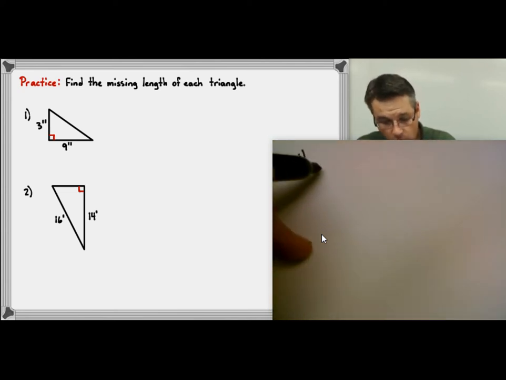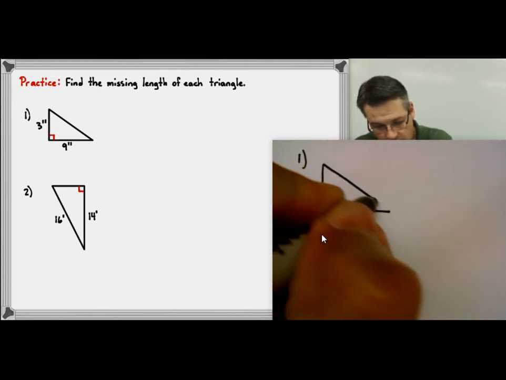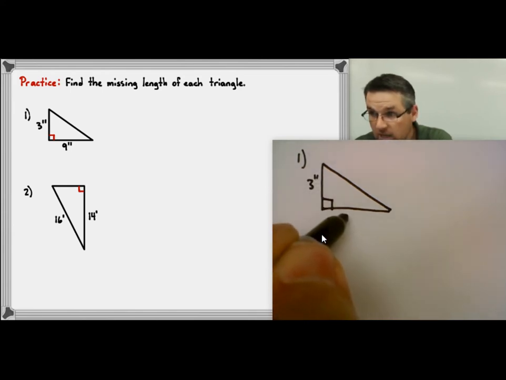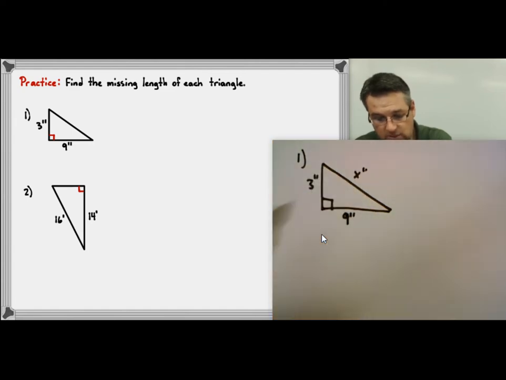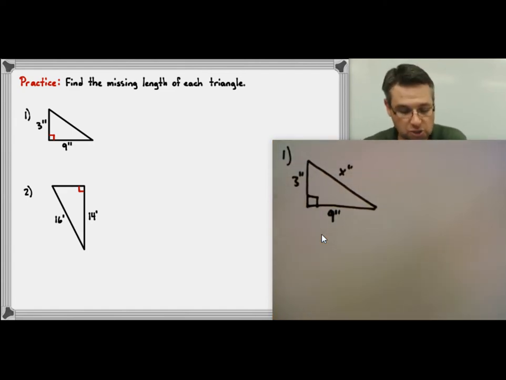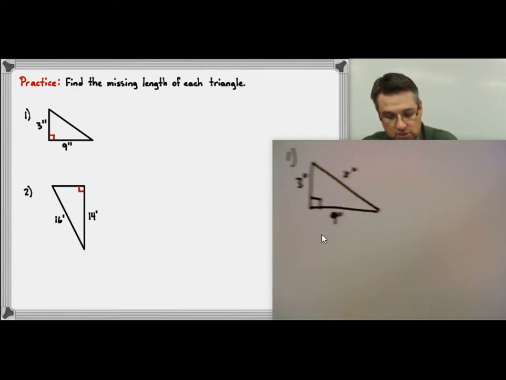notice here on number one, what were the two side lengths that I gave you? I gave you this side, and I gave you this side. And I'm asking for this side, so I'm going to call this x. Okay. Now, those little two dashes just means inches. It's a unit of measure. This is 3 inches long, 9 inches long, and x inches long.